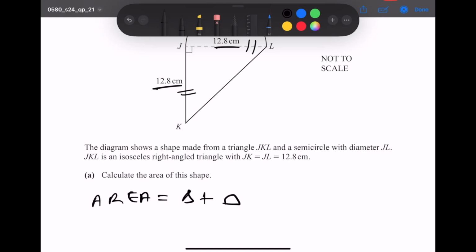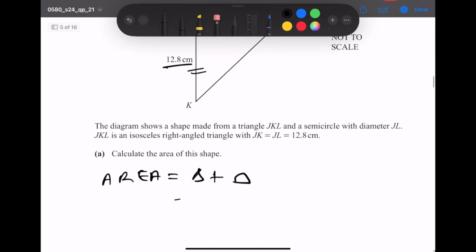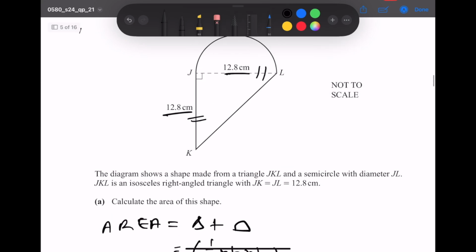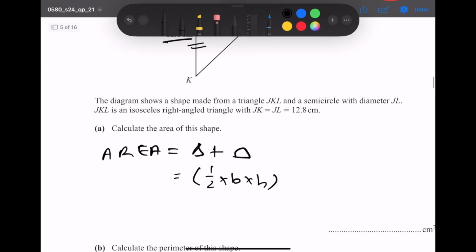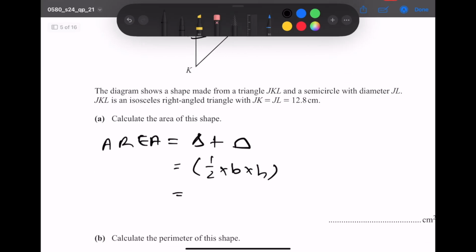So the area of a triangle is equal to half times base times height. And since the base and the height can be taken as JK and JL, this means that the triangle is equal to half times 12.8 times 12.8, which is 12.8 squared.